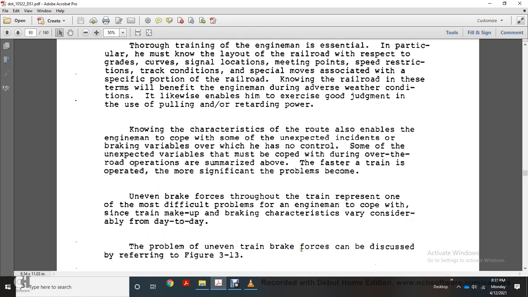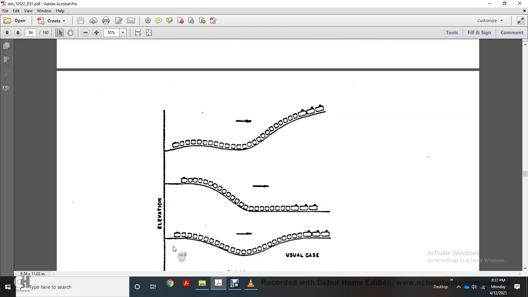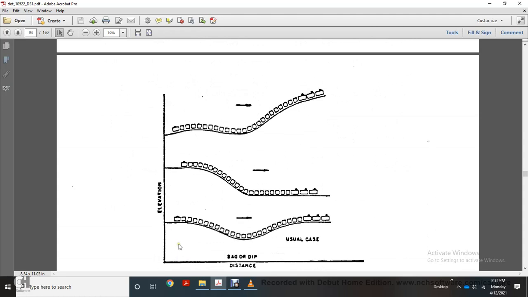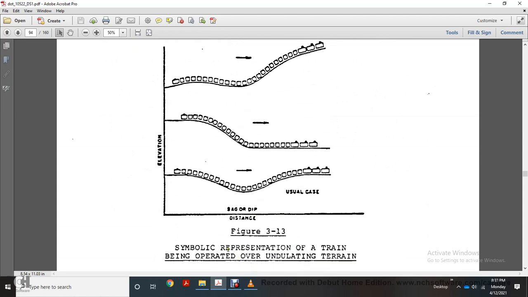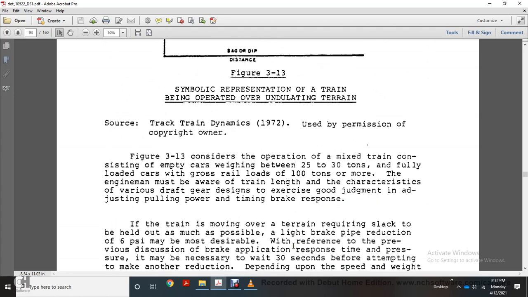The problem of uneven train braking forces can be discussed by referring to figure 313. The figure shows the elevation, an unusual case of a sag or dip in the distance, with a symbolic representation of a train being operated over undulating terrain. Figure 313 considers the operation of a mixed train, with empty cars weighing between 25 and 30 tons, and fully loaded cars with gross rail loads of 100 tons or more.